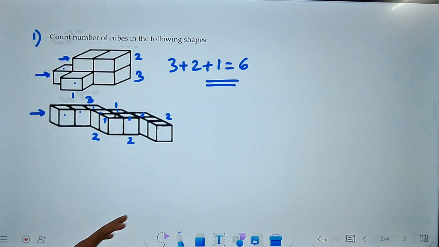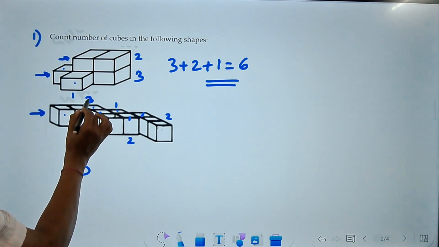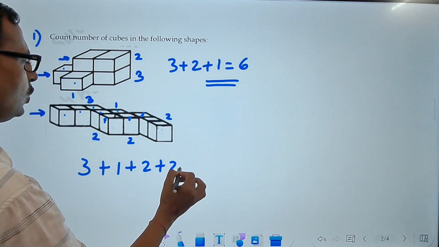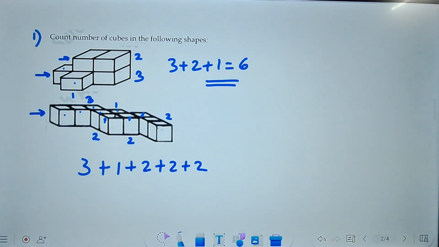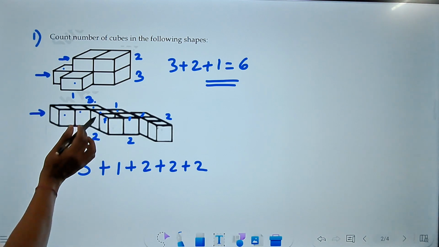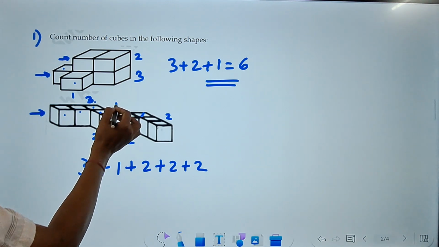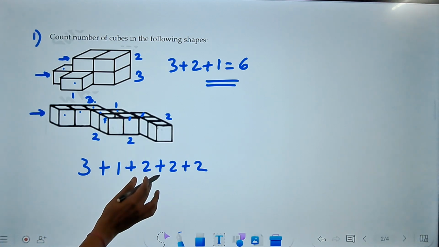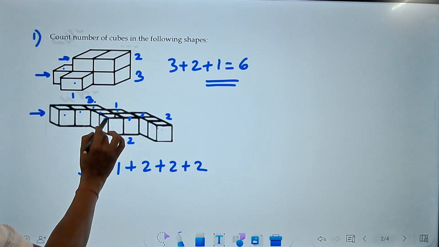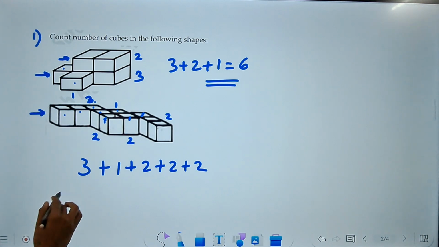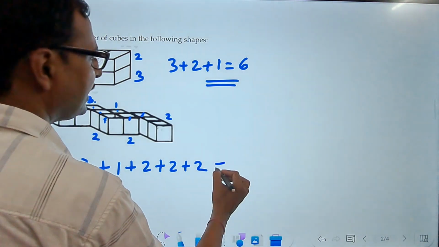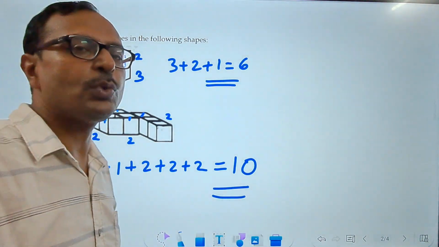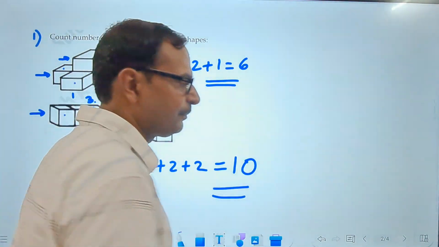And now whatever numbers I have written here, we can just add them. 3 plus 1 plus 2 plus 2 plus 2. So 3 here, 2 here, 1 here, then 2 here and 2 here. How many are there total? 3, 4, 5, 6, 7, 8, 9, 10. So in all, there are 10 cubes in this particular figure. This is how you count and visualize the shape in your mind.